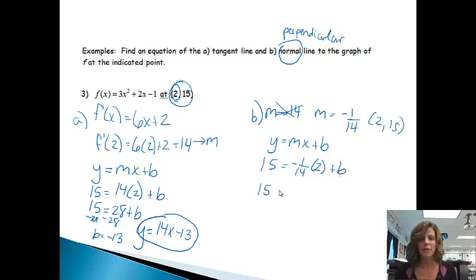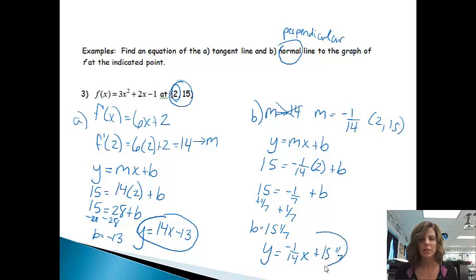So I get 15 equals negative 2/14, which actually gives me negative 1/7, plus b. Then I'll add 1/7 to both sides. We're not multiplying, we're just adding to get rid of it. 15 plus 1/7 is 15 and 1/7. So the equation of my normal line will be y equals negative 1/14 x plus 15 and 1/7. And there we go.